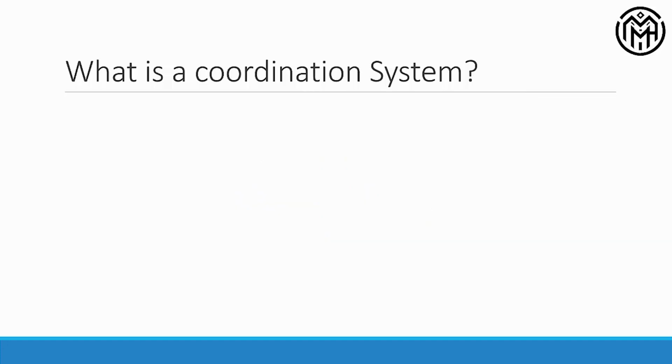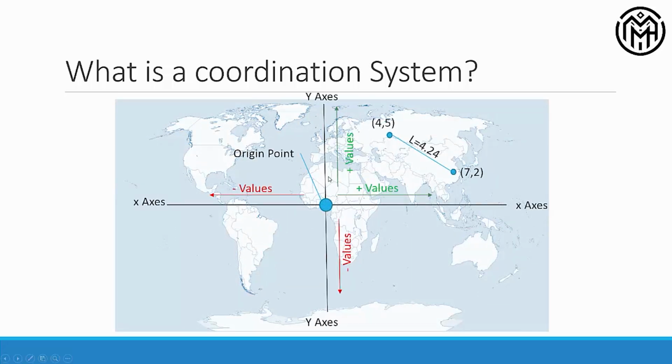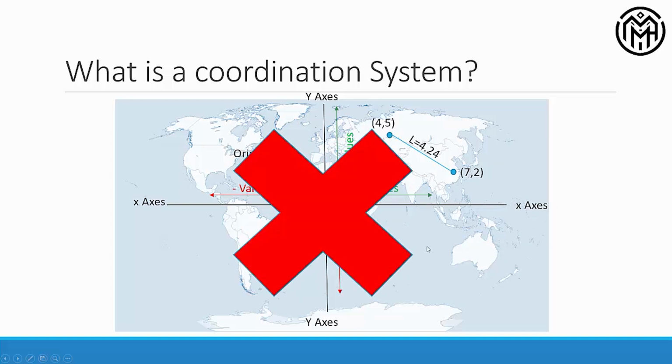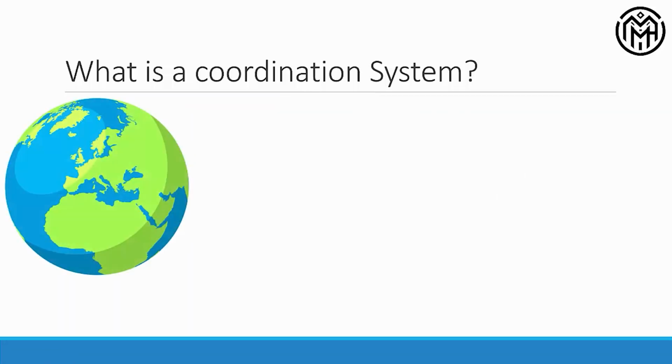So problem solved. Let's bring our map, our Earth, and let's have an origin point in the middle and apply the simple rules if you wanted to identify the length between those 2 points. So problem solved, we can do the measurements and so on. Unfortunately, it's not that simple because as we all know, Earth is not flat, it's spherical.